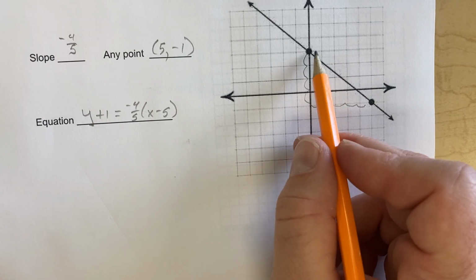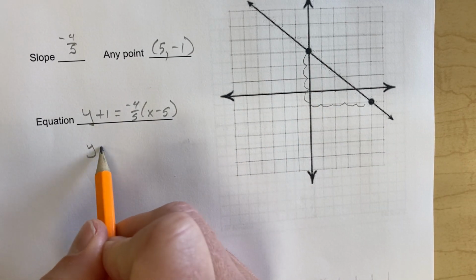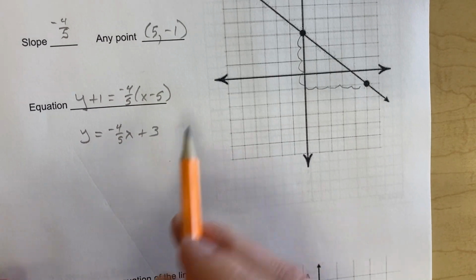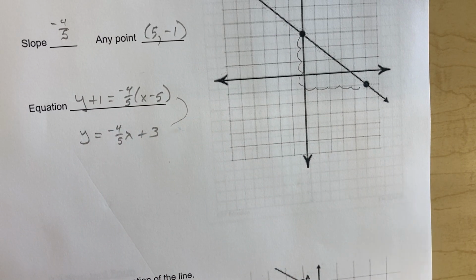Now, if you said, well, I know the y-intercept is 3, could I just go -4/5 x plus 3? Absolutely. Both of these are correct. You can do either one you want.